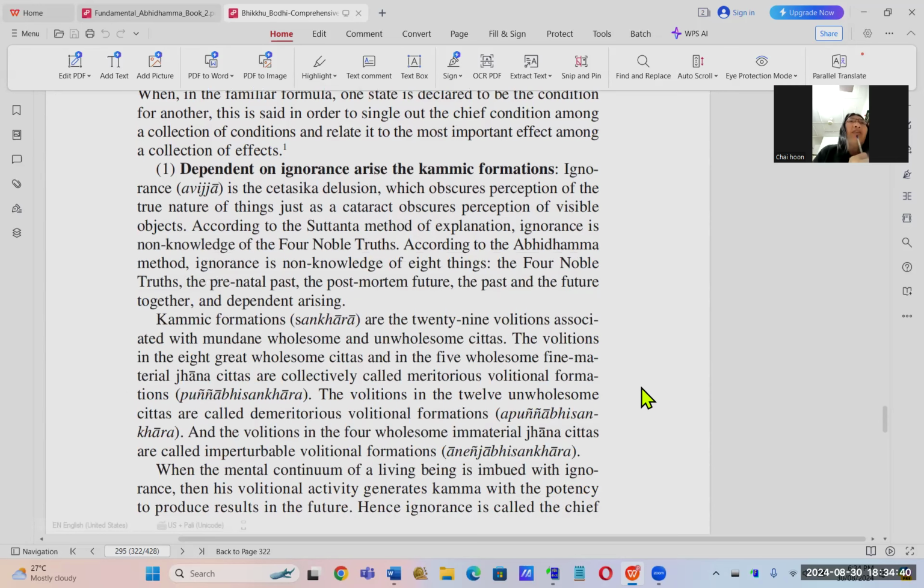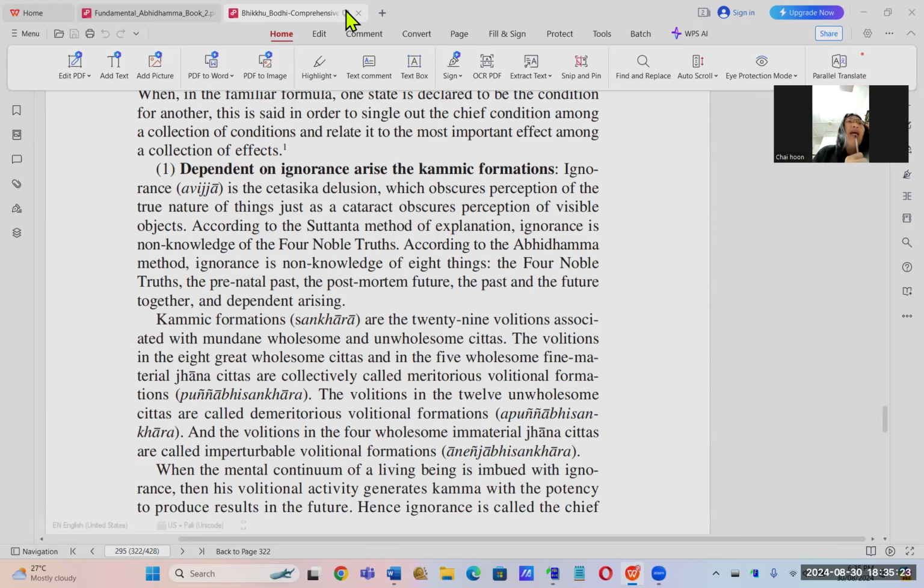Dependent on ignorance arise the karmic formations. Ignorance, avidya, is a cetasika delusion which obscures perception of the true nature of things, just as a cataract obscures perception of visible objects. According to the Sutanta method of explanation, ignorance is non-knowledge of the Four Noble Truths. According to the Abhidhamma method, ignorance is non-knowledge of the 8 things: the Four Noble Truths, the prenatal past, the post-mortem future, the past and the future together, and dependent arising.